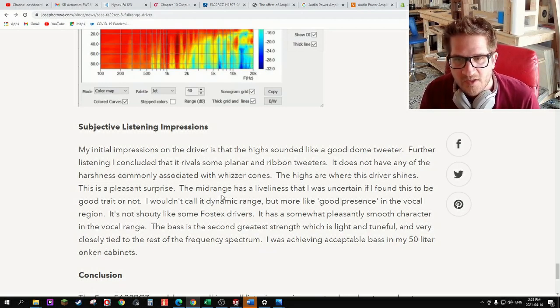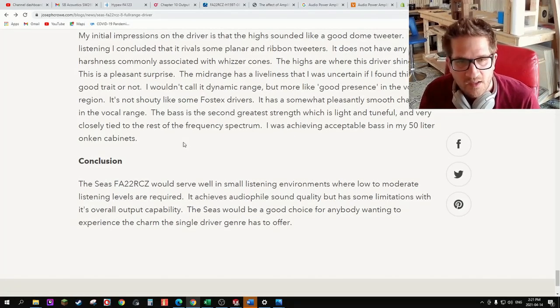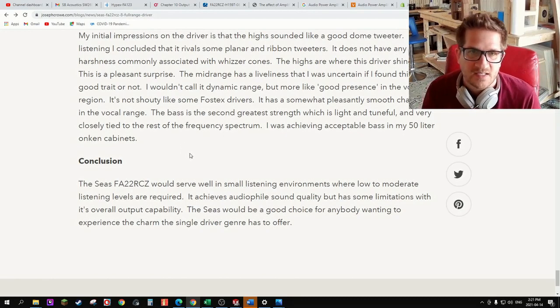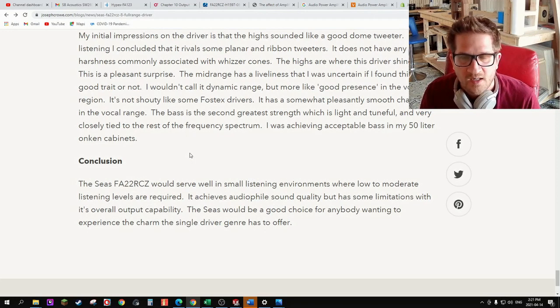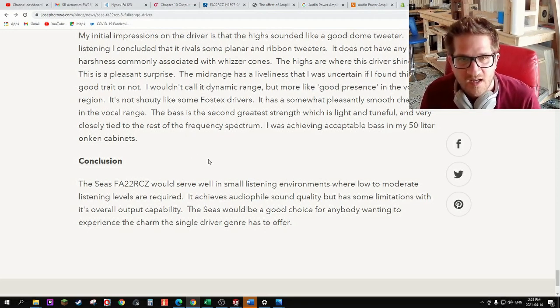Very, very encouraging results. So I would strongly recommend this driver for those that are wanting to enter into the single full range driver genre, and also considering that it's affordable as well, I would recommend it for those that are wanting to get into the hi-fi hobby.